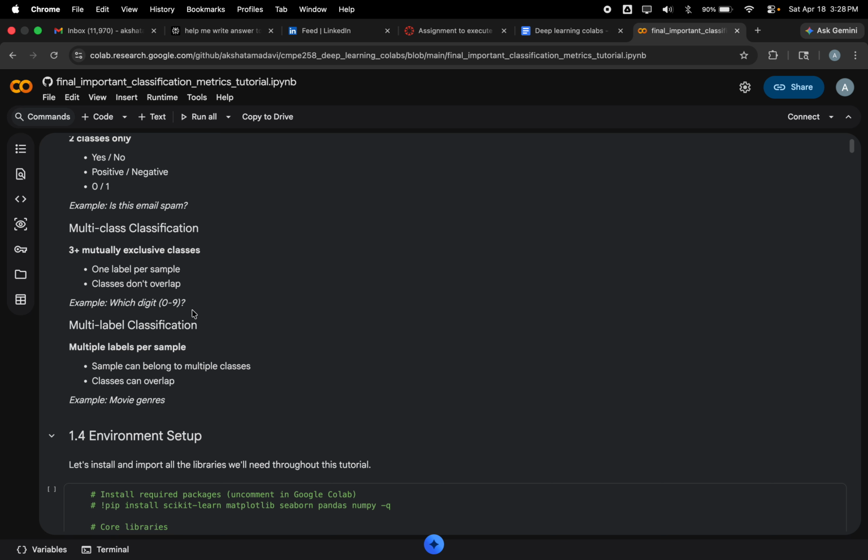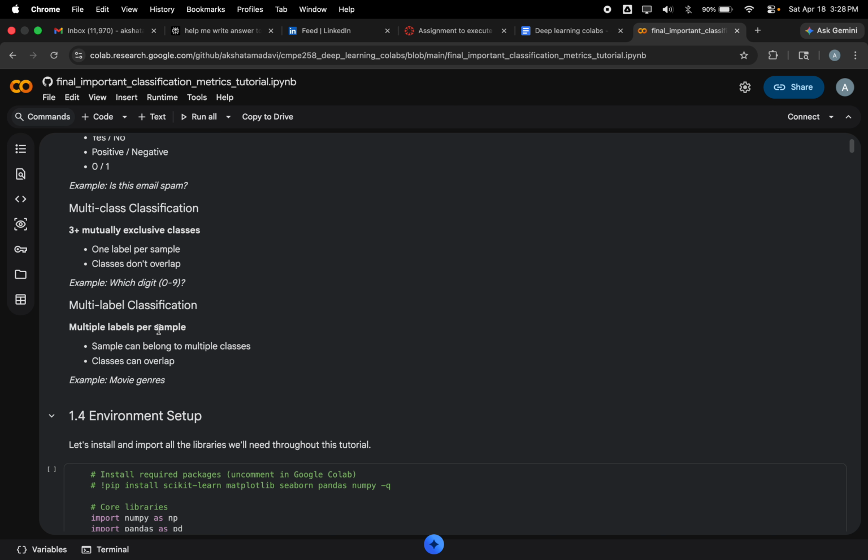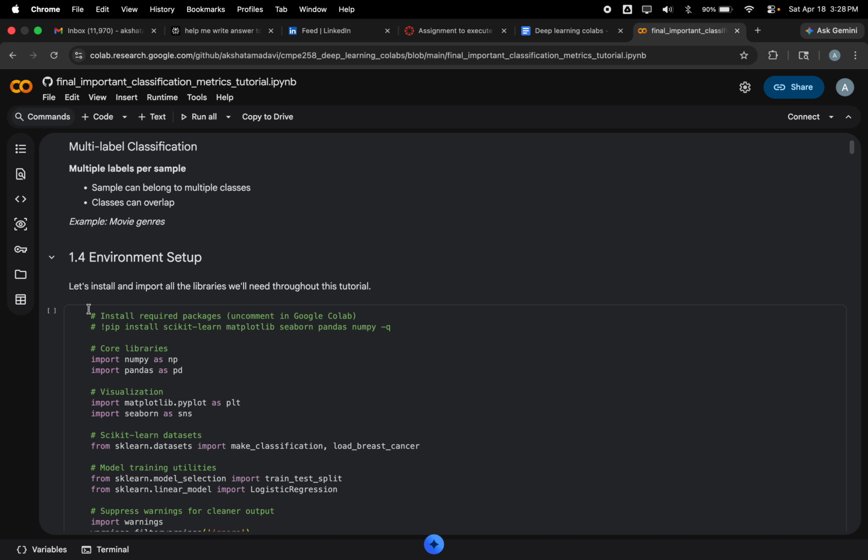Then we have multi-label classification, which is multiple labels per sample. So a sample can belong to multiple classes and the classes can overlap. The example can be movie genres. A movie can be an action and romance, and another can be romance and comedy. So the classes can overlap. That is called multi-label classification.